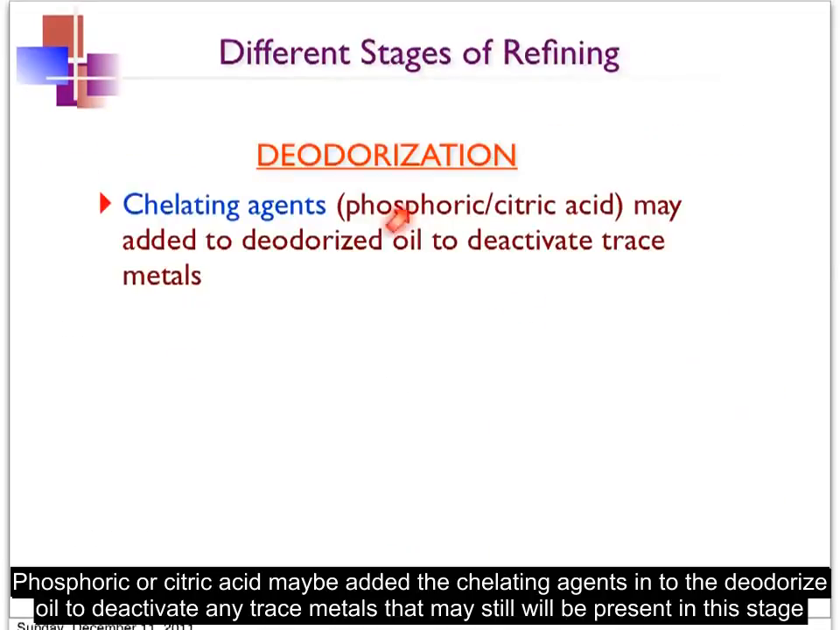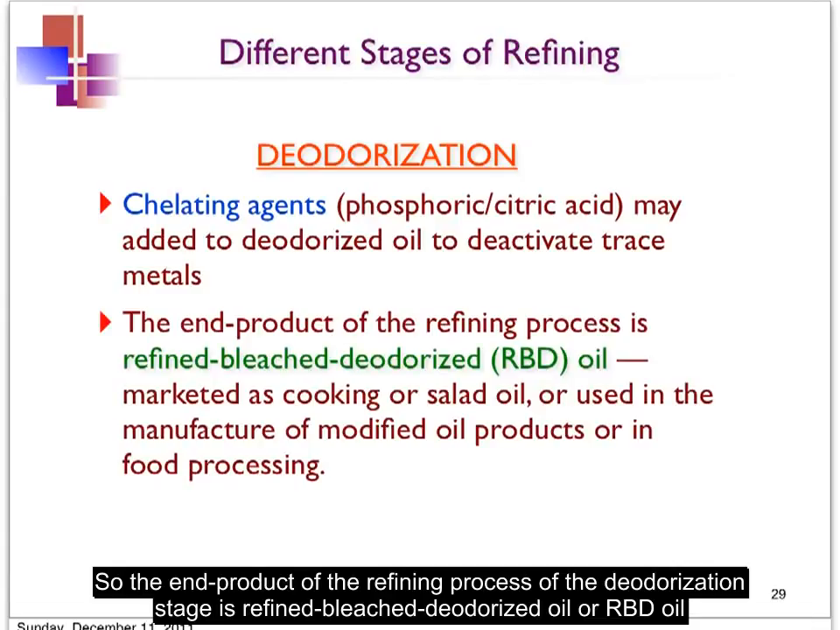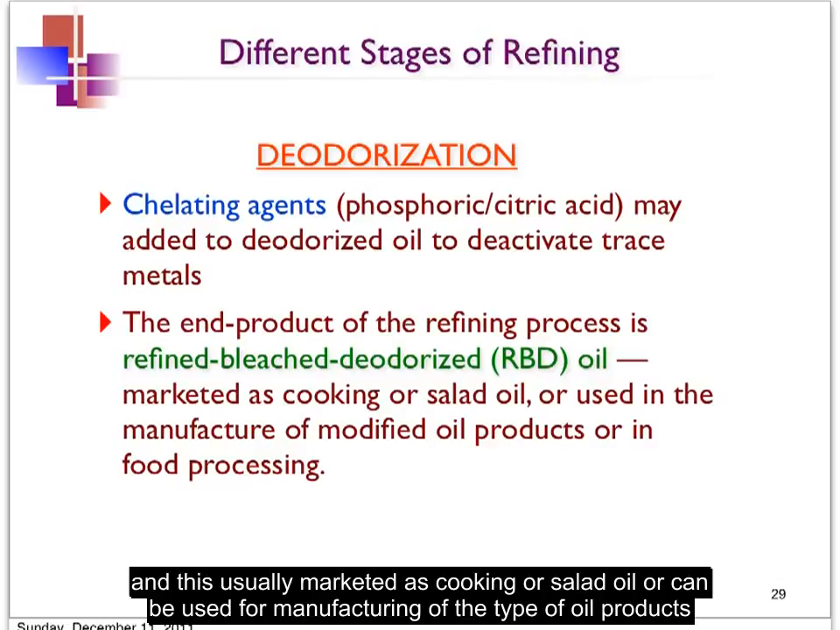Phosphoric or citric acid may be added as chelating agents into the deodorized oil to deactivate any trace metals that may still be present at this stage. So the end product of the refining process after the deodorization step is called refined bleached deodorized oil, or RBD oil, and this is usually marketed as cooking or salad oil, or can be used for manufacturing of other types of oil products.